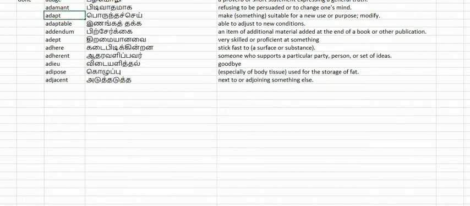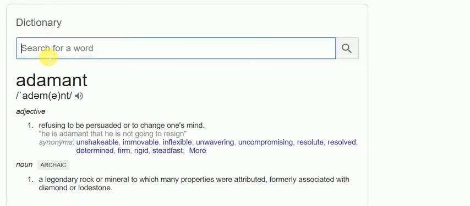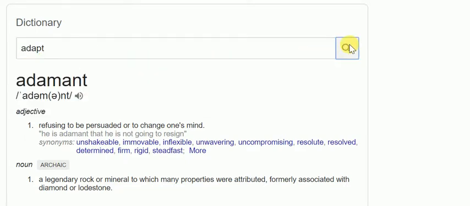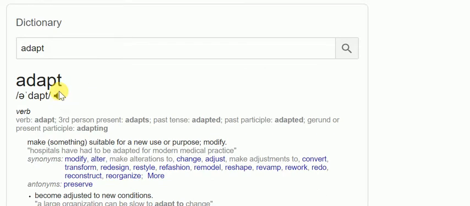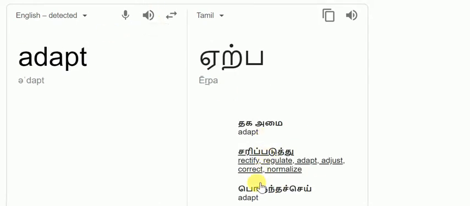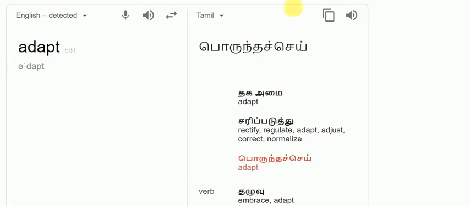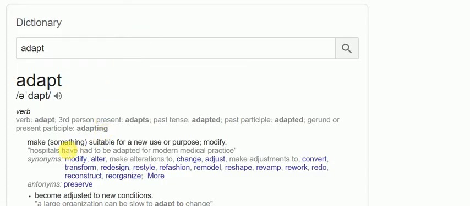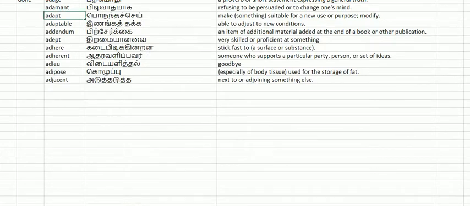Second word is adapt. In Tamil, பொருந்தச்செய். Adapt means to make suitable for a new use or purpose. Something new, you are making suitable for you. You are adapting to the new, making new things suitable for you, that is called adapt.